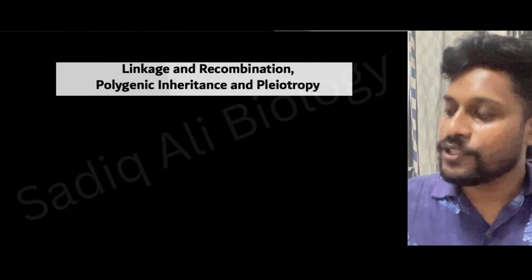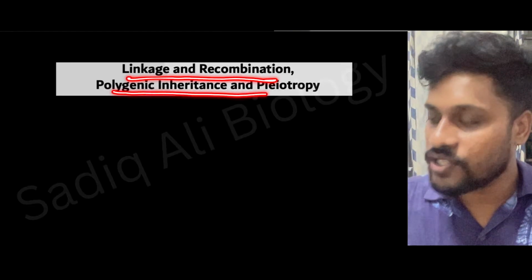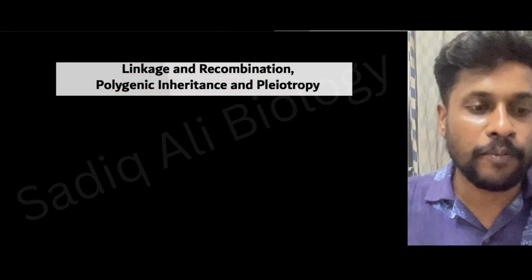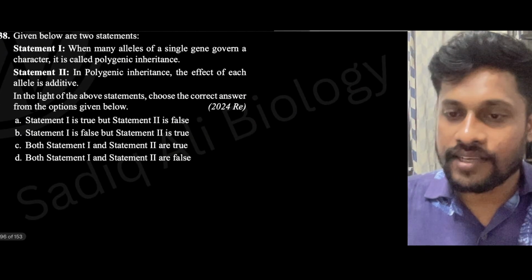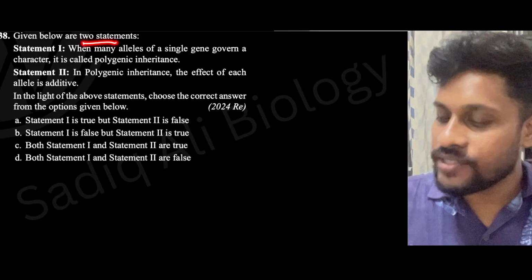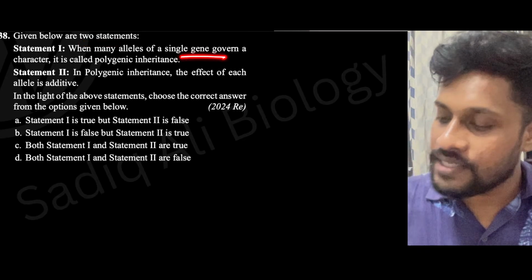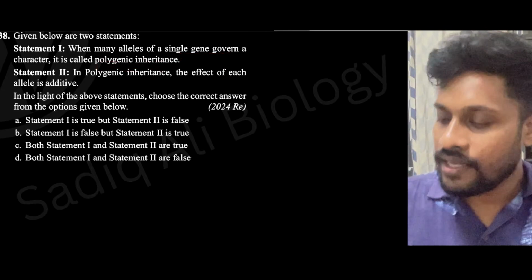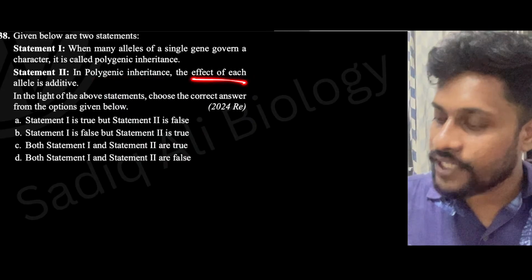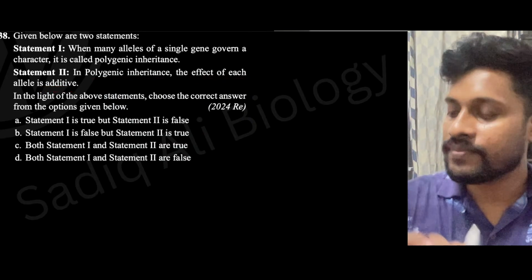Now we are getting into the questions related to linkage and recombination as well as polygenic inheritance and pleiotropy. Important topic, guys, right? Now, what will be the answer here? Given below are two statements. Statement one, when many alleles of a single gene govern a character, it is called polygenic inheritance. Statement two, in polygenic inheritance, the effect of each allele is additive. What will be the answer, guys?